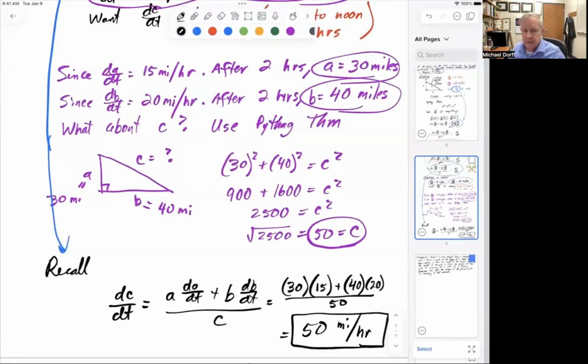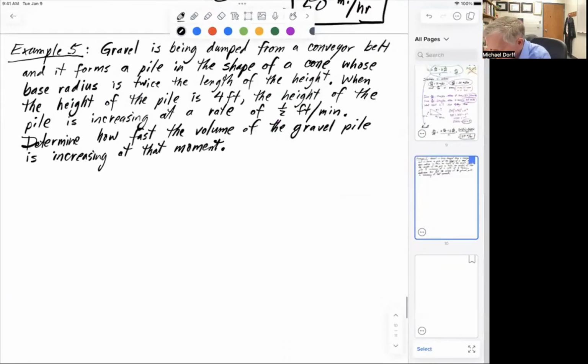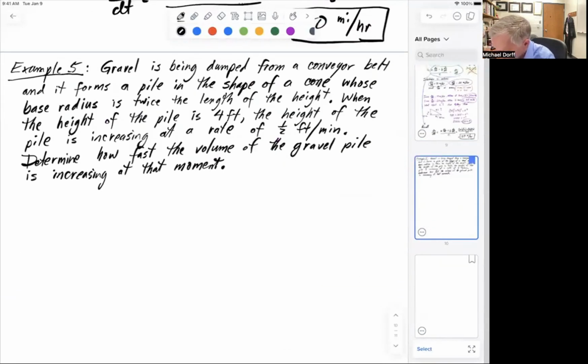It's getting all the preliminary work that we just did to get that. Okay, the example I want to show is this one right here. Gravel is being dropped by a conveyor belt, and it forms a pile in the shape of a cone whose base radius is twice the length of the height. Okay, height is at 4 then.